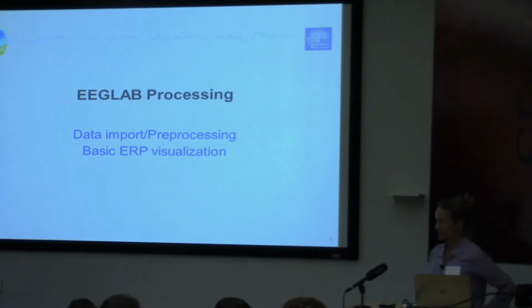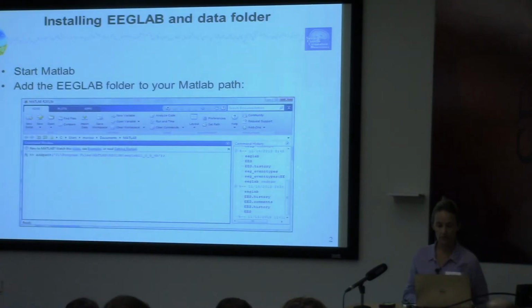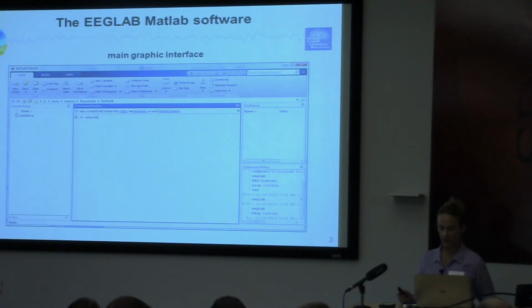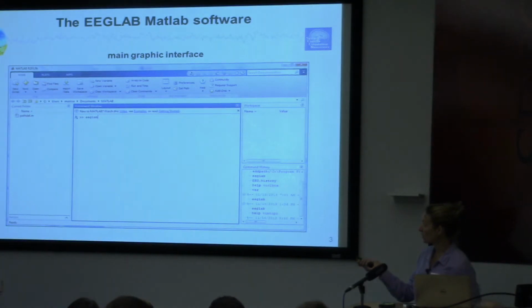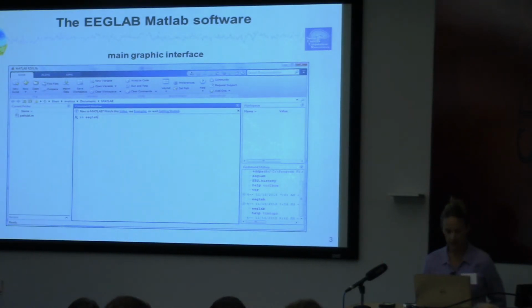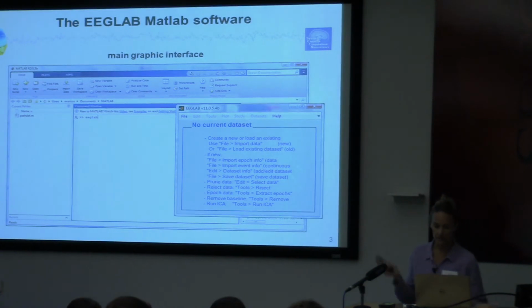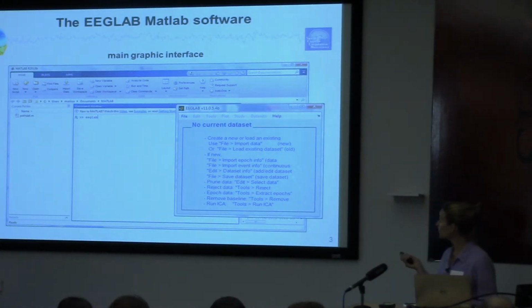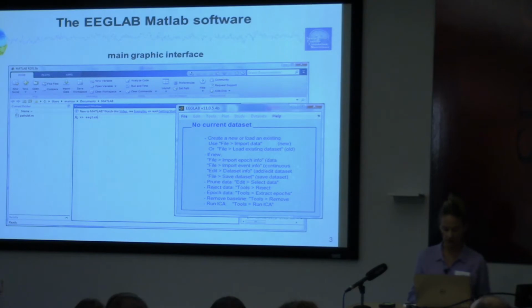So this lecture is about data import and pre-processing and some basic ERP visualization on the channel level. So first you'll start MATLAB, which I presume all of you can do, and then make sure that you add the EEGLAB folder to your MATLAB path, and that you just do with the command addpath. And you'll want to save that in your pathdef so that every time you open MATLAB you can just type eeglab and you'll get the GUI coming up. So this is the EEGLAB GUI, and this will be populated once you load a data set.